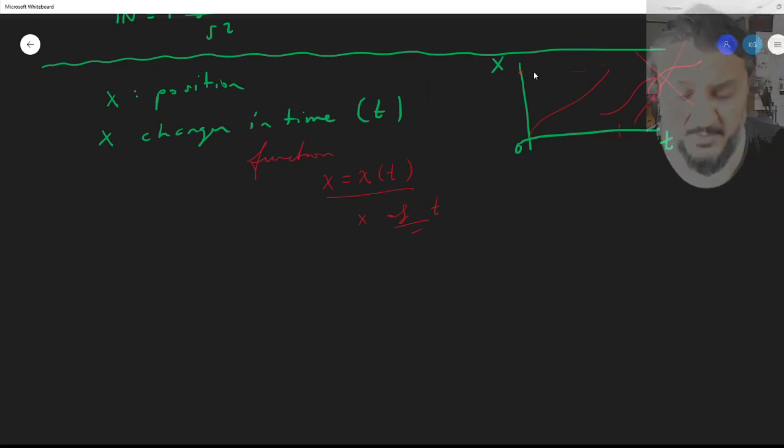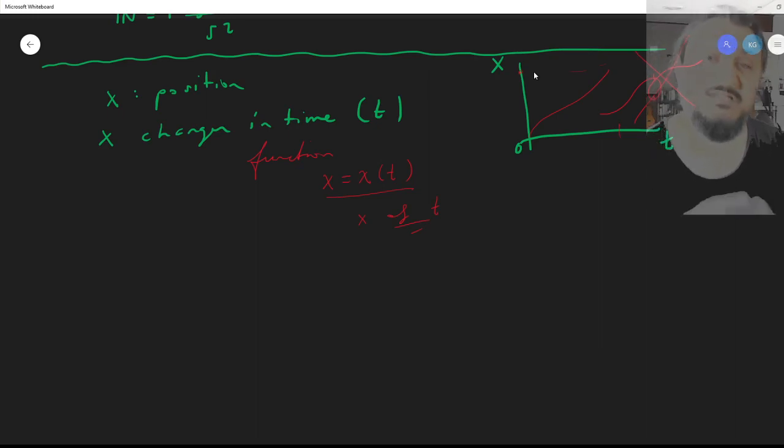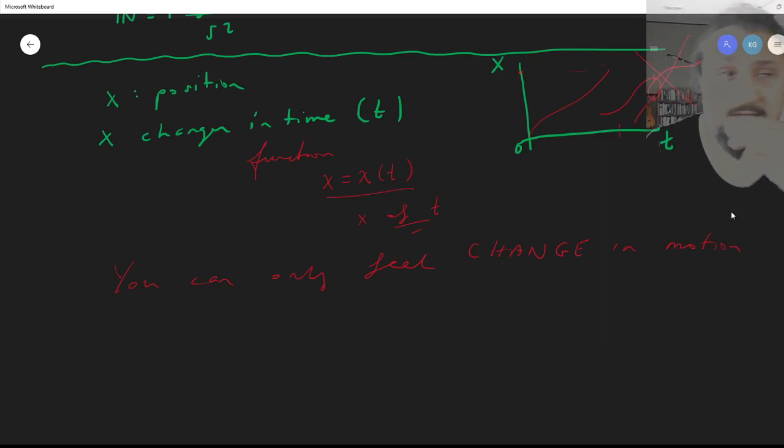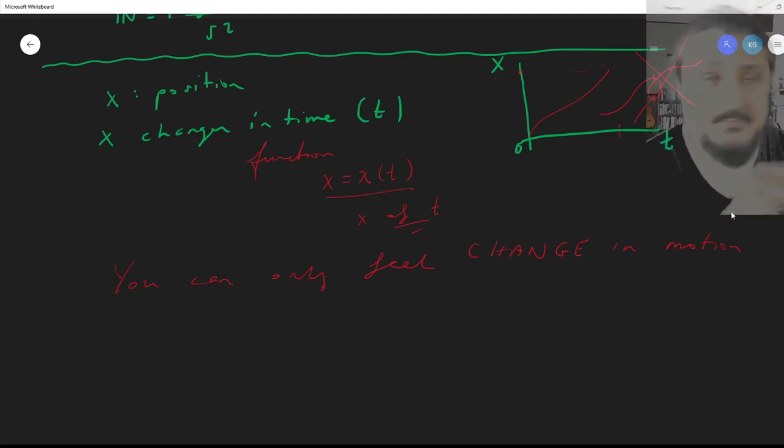Okay, so you can't feel motion. What can you feel then? The only thing you can feel is the change in motion. Let's write it down. You can only feel changes in motion. The way you move has changed. How has it changed when you drive? You hit the brakes. There's a red light. You have to slow down. So slowing down is something you can feel.